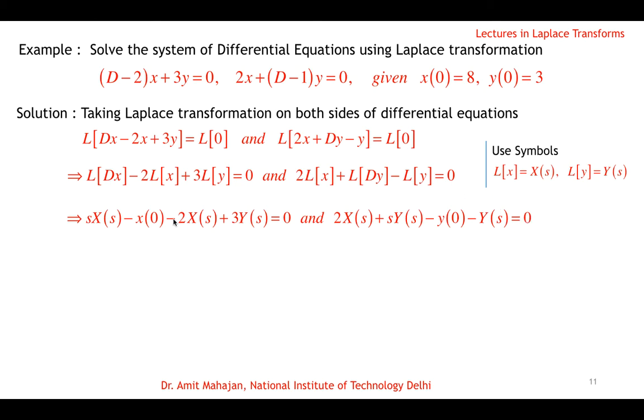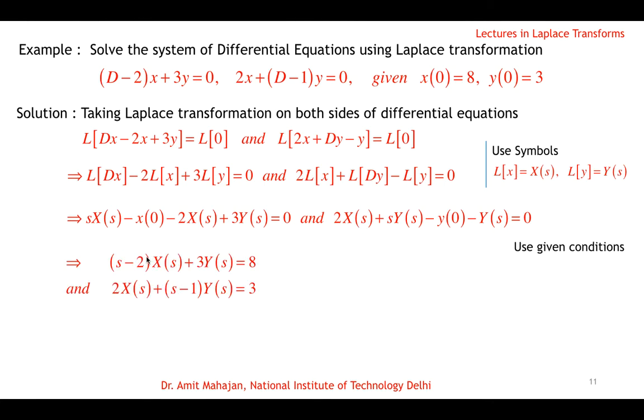Then use the conditions. So x(0) is 8, y(0) is 3, so put x(0) as 8 here, y(0) as 3 here. Then combine X(s) terms and Y(s) terms wherever possible, and rewrite these two as a system of equations. So X(s) combined to s minus 2 times X(s) plus 3 times Y(s), and x(0) value is 8, so it goes to the other side, equal to 8. Similarly, 2 times X(s) and these two terms combined, so s minus 1 times Y(s) is this, and y(0) is 3, so it goes to the other side as plus 3.